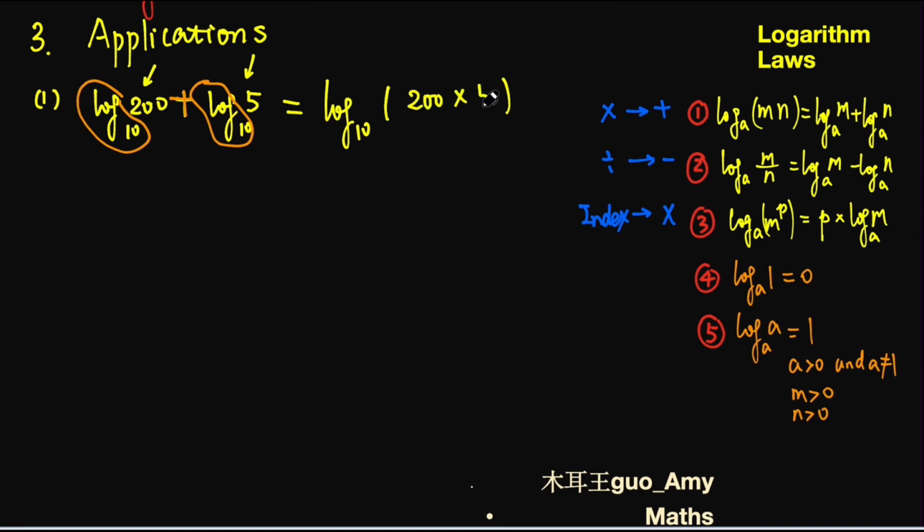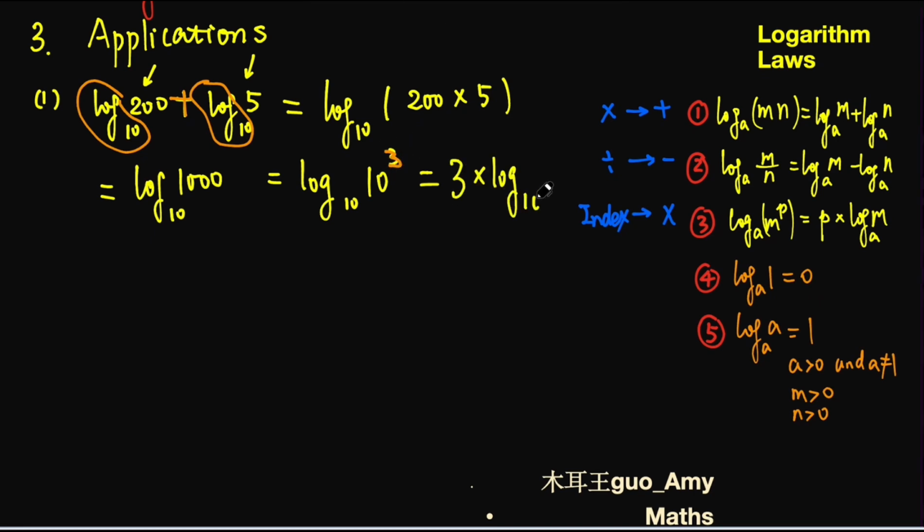So it's 200 times 5. It will be equal to log 1000 to base 10, and then 1000 can be converted to 10 to the power 3. After that, we use the third law, because here we have the index. Based on the third law, this index can be put to the front. Then we will have 3 times log 10 to base 10. And then we can use the fifth law, because the base and the argument are the same. Therefore, it will be converted to number 1. And the final answer is 3.